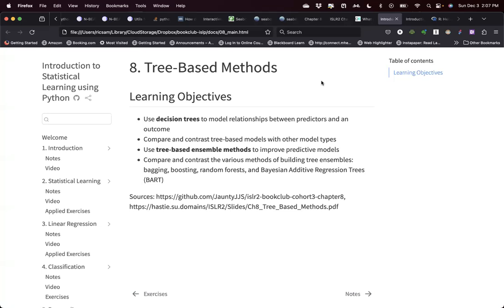We're going to compare and contrast different tree-based models. For example, decision tree, which is the simplest one. Then we're going to be talking about bagging, about boosting, random forest, and then a little bit about BART, which is Bayesian additive regression trees. And the bagging, the boosting, random forest, and BARTs are what I call tree-based ensemble methods, right? So let's start here.